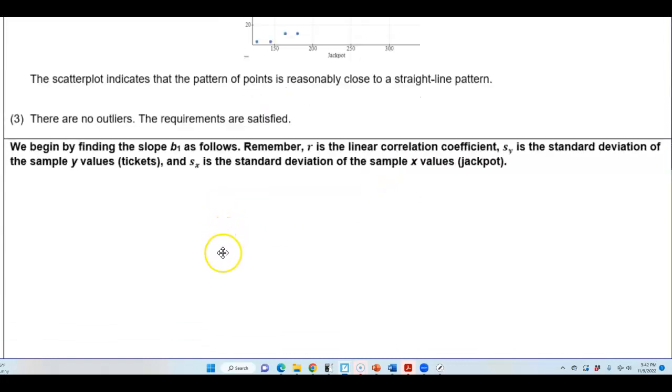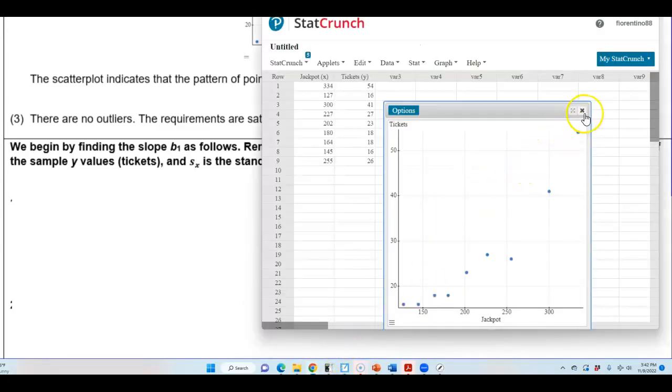Now we begin by finding the slope b subscript 1 as follows. Remember that r is the linear correlation coefficient, s subscript y is the standard deviation of the sample y values in tickets, and s subscript x is the standard deviation of the sample x values, jackpot. So we want to find the linear correlation coefficient and the standard deviation for both columns. Let's open up StatCrunch.